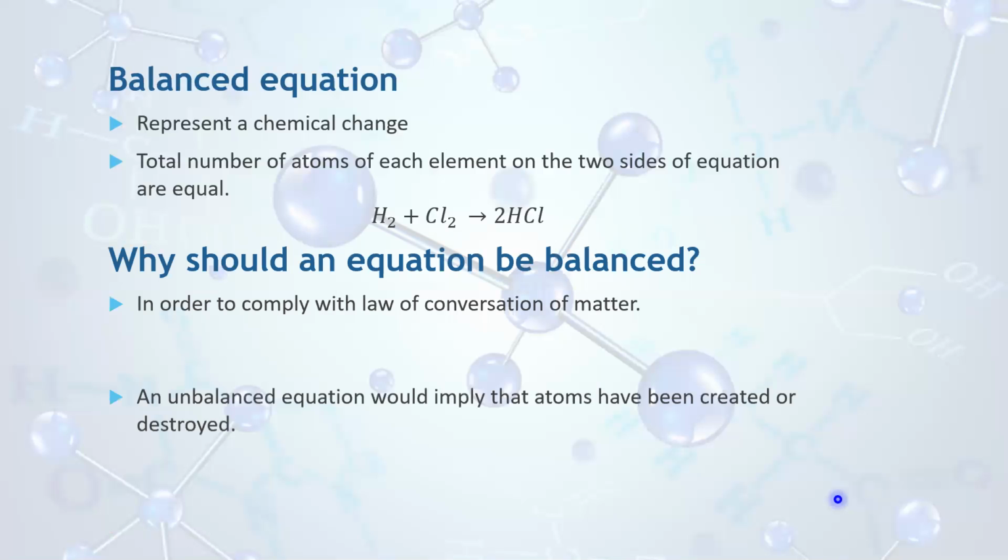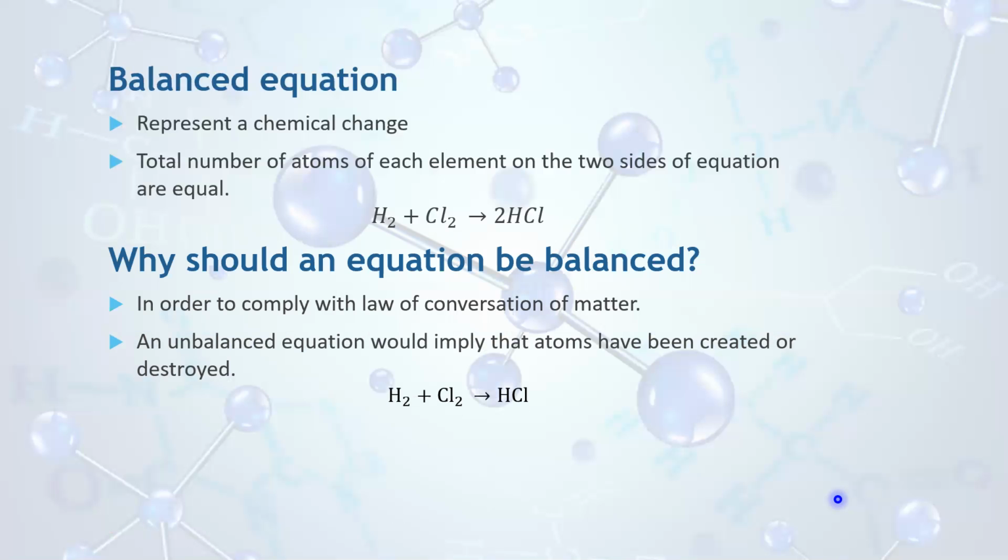Let us take the previous example. Hydrogen plus chlorine gives hydrogen chloride. As you can see, the number of hydrogen atoms and chlorine atoms are not equal on both sides. So we can say that this is an unbalanced equation. So where did the atoms go? After the reaction, the number of atoms is less here. On the product side, the number of atoms of hydrogen and chlorine are less. So where did the atoms go? Is this equation correct?